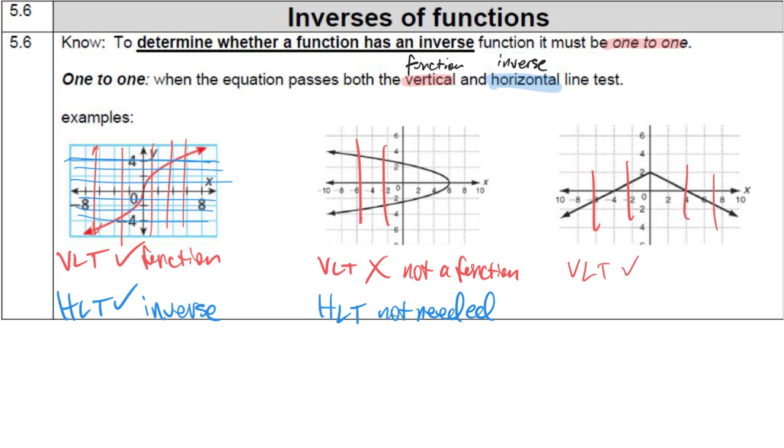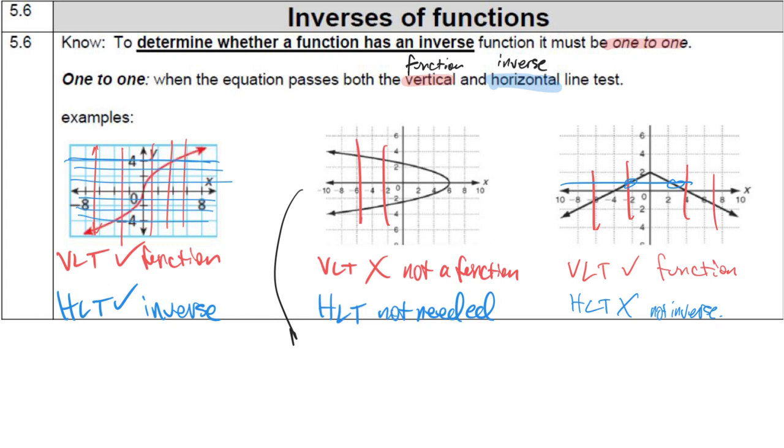This one passes the vertical line test, it's a function. It's an absolute value function. Let's try the horizontal line test. You can already see it fails, so it does not have an inverse.